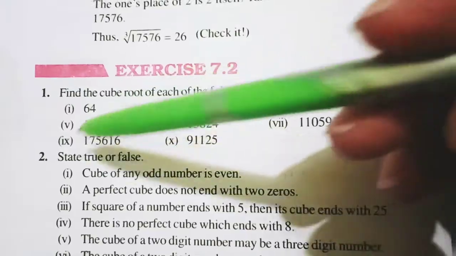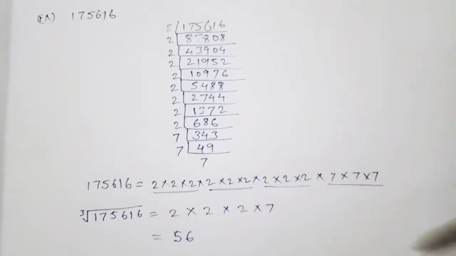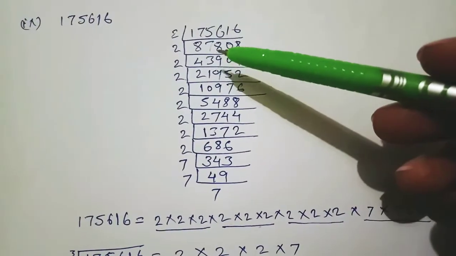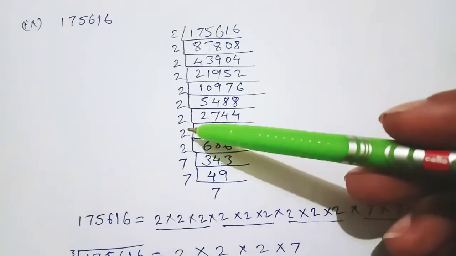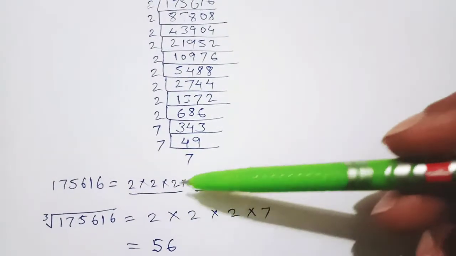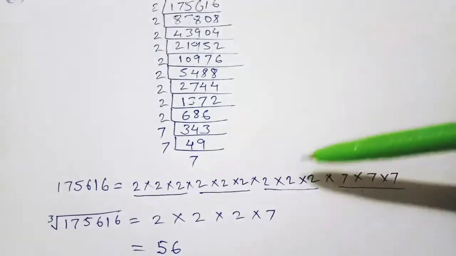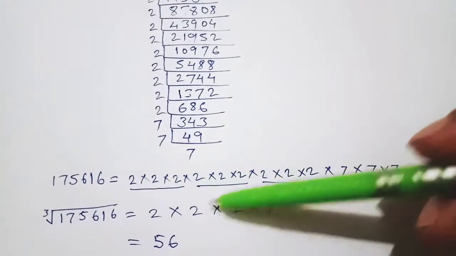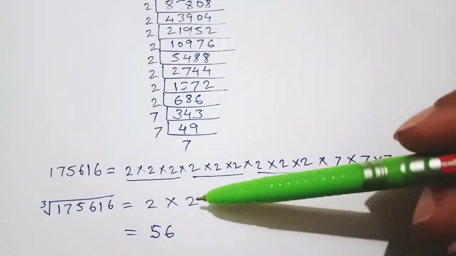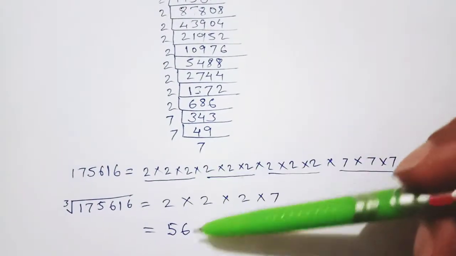One more I am showing. Suppose this 9th number. All of you see here the cube root of 175616. It is a very long factorization. So nine times 2 and three times 7. You have to write it like this again. These 2's are in groups of 3, first time, second time and third time. So 2 2 2, and for this 7, 1 7. So when you multiply this, 2 times 2 is 4, 4 times 2 is 8, 8 times 7 is 56. So the cube root of 175616 is 56.